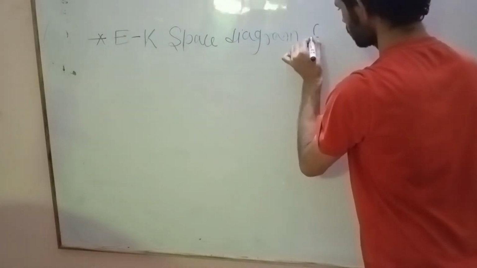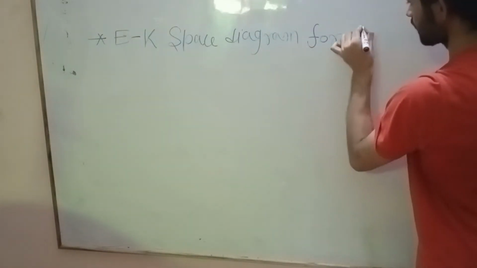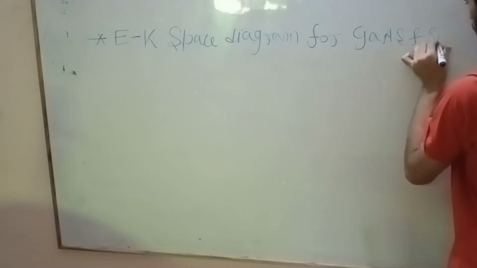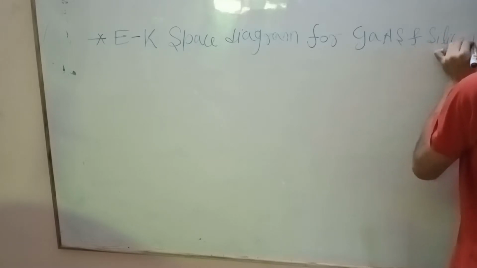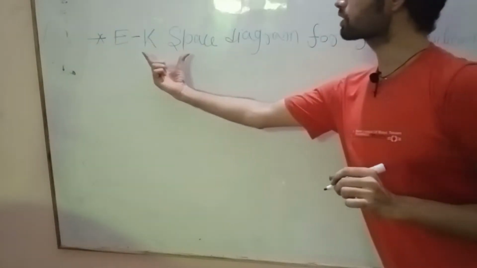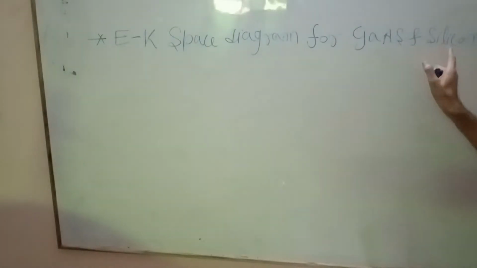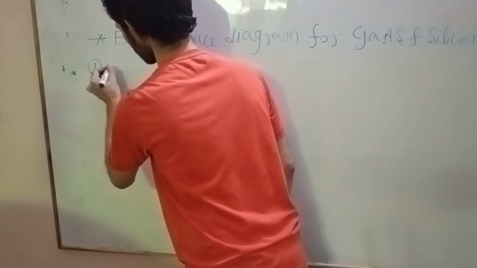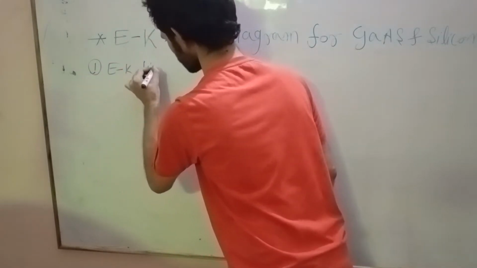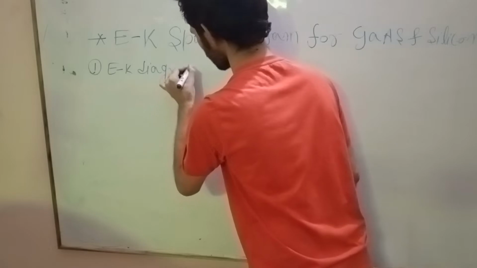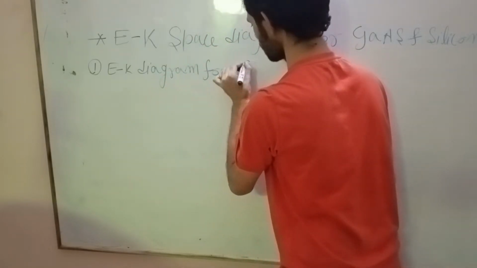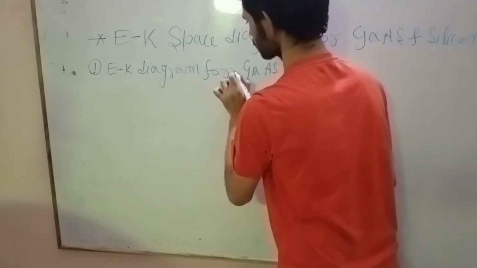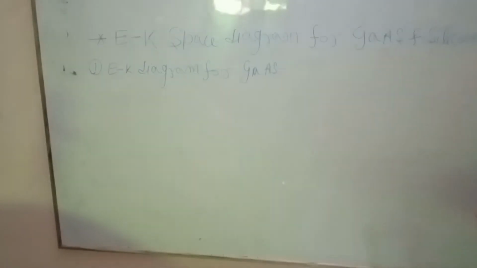The EK space diagram for gallium arsenide and silicon. First we will see the EK diagram for gallium arsenide. So first we will see the gallium arsenide EK space diagram.